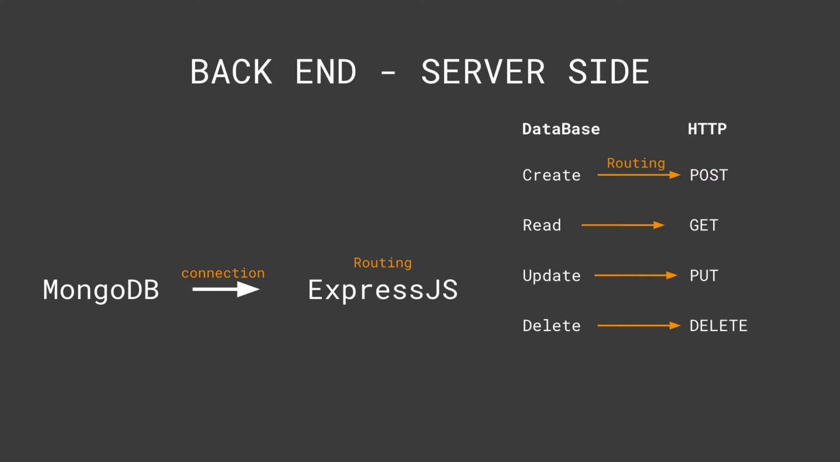Now, how do I transform an HTTP request into an action in the database? The easiest answer is through routing. I provide a route, so that you make a request to that specific route with the specific method, and that will be transformed into the action in the database. This is basically what an API does.